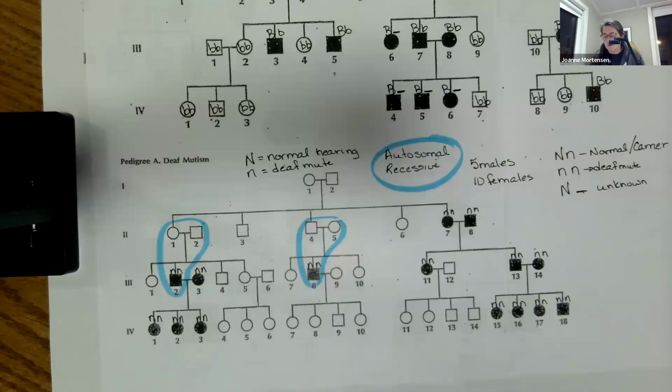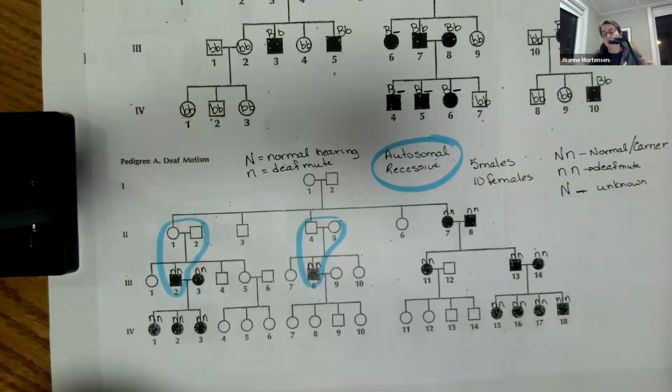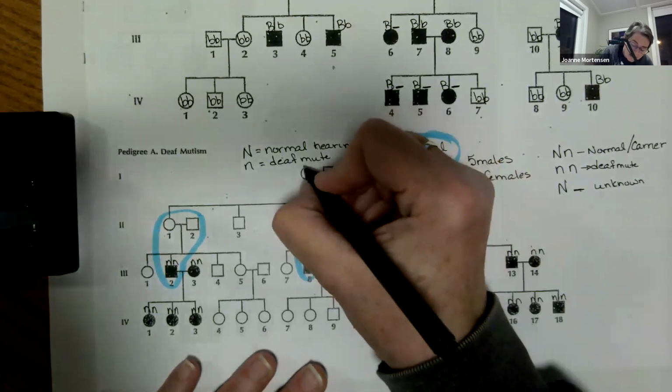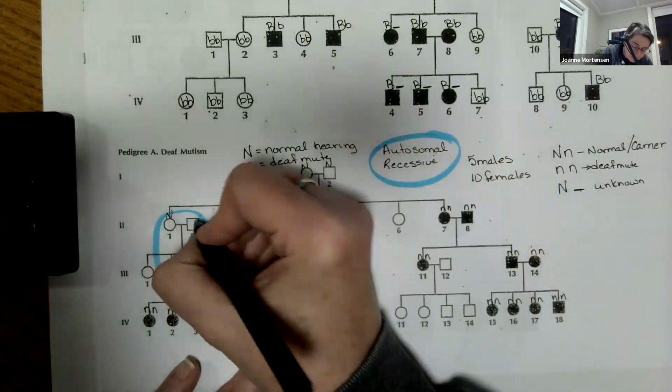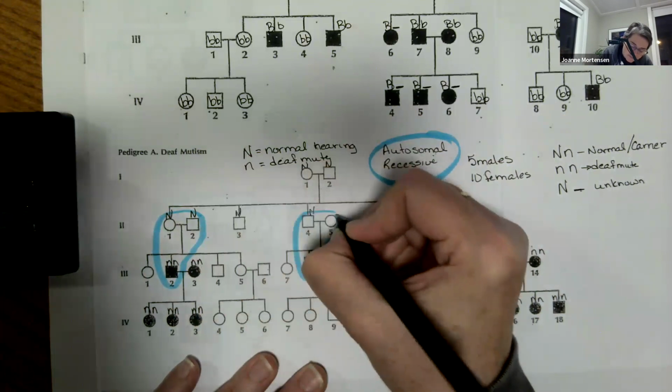I think for the most part, if you start by filling in where the recessive one goes, then the rest of it's not going to be too bad. Well, if all of those people have the trait, then everybody else has got normal hearing. So they're going to get a capital N, and then I will worry about what the second one is later.